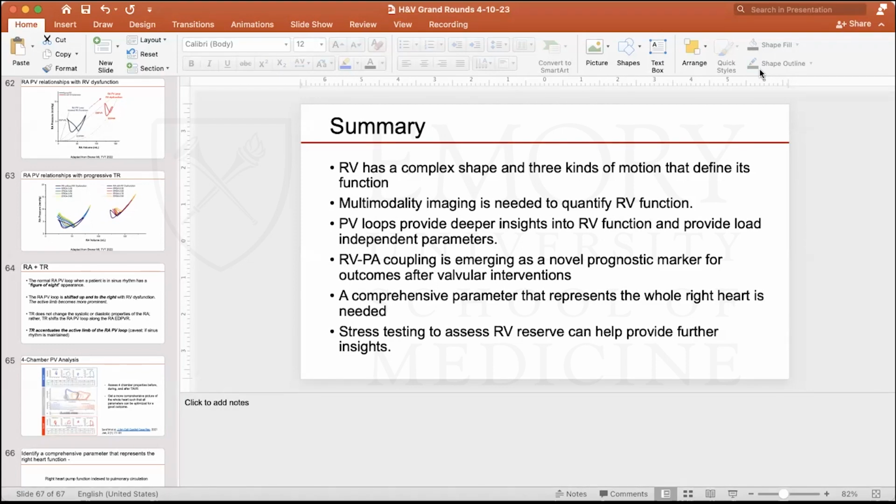Nobody has looked at RV functional changes after doing a lesser invasive repair, but there are several studies of doing lesser invasive tricuspid repair, like an Alfieri stitch on the tricuspid valve. But I'm not aware of any studies that have looked at response to the right ventricle after such a repair.